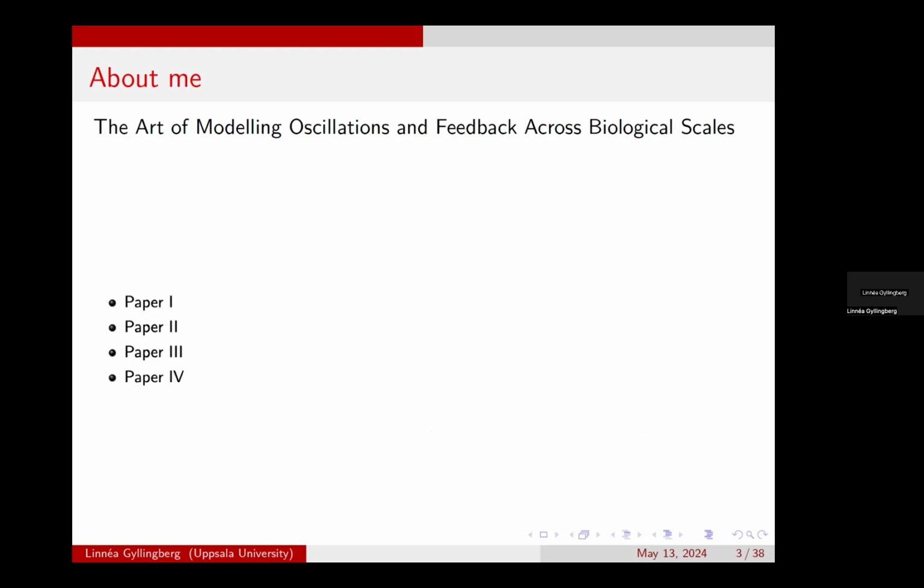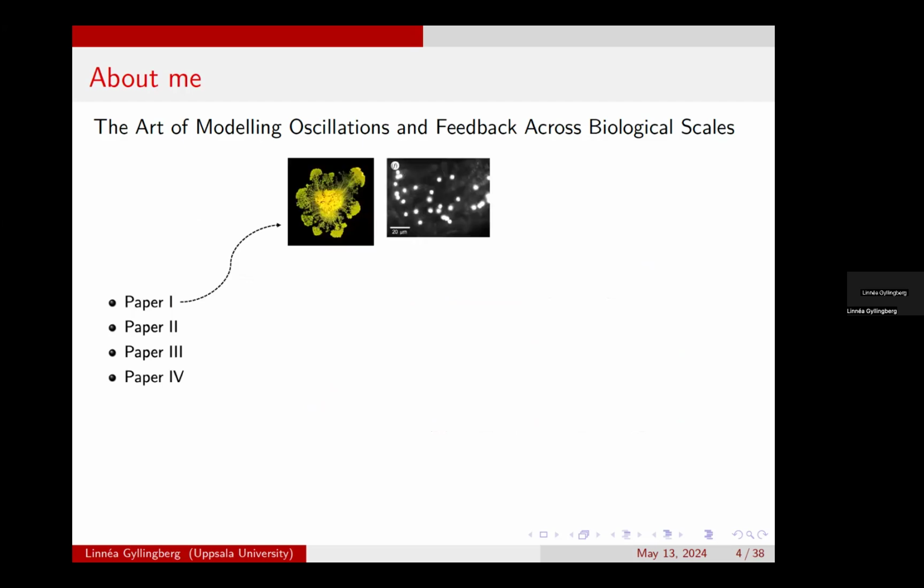My thesis has four papers in it. The first one in the thesis, but the last one chronologically, which I'm going to go into in detail in this talk, is about slime molds. The second one is about modeling fish movement with neuronal models, and I'm going to talk briefly about that because I thought it might be interesting to you.